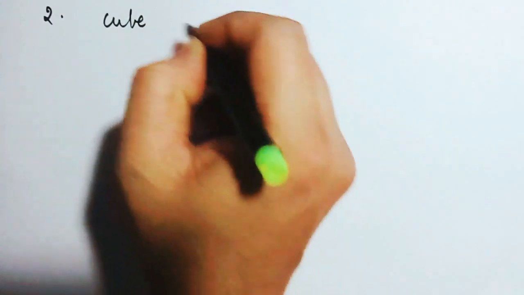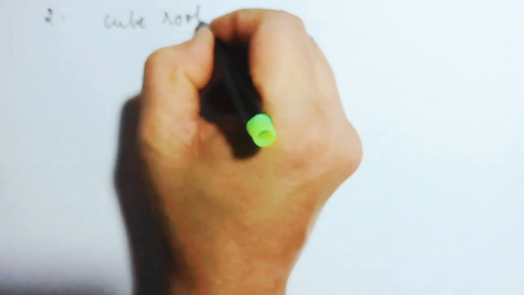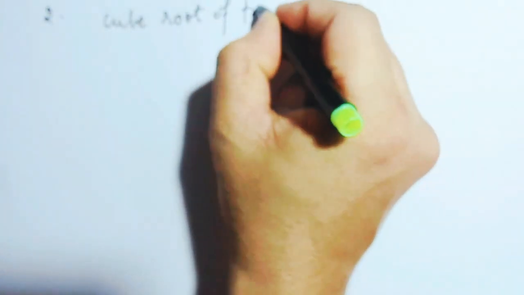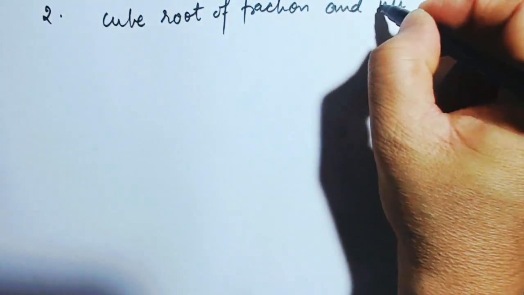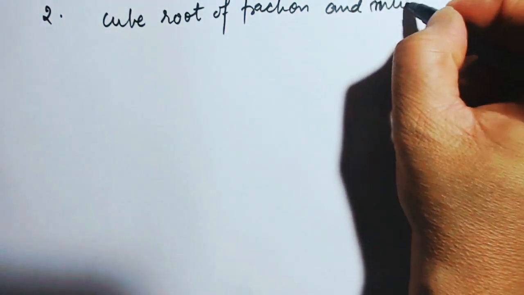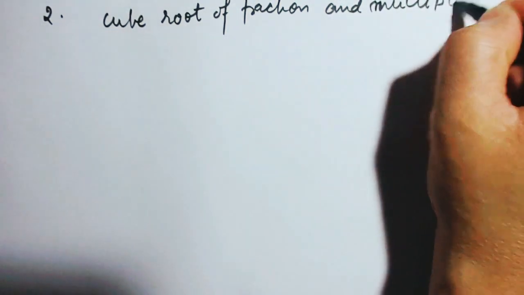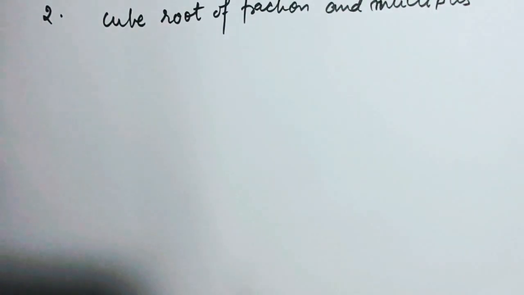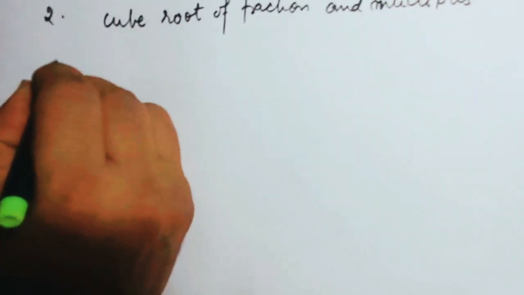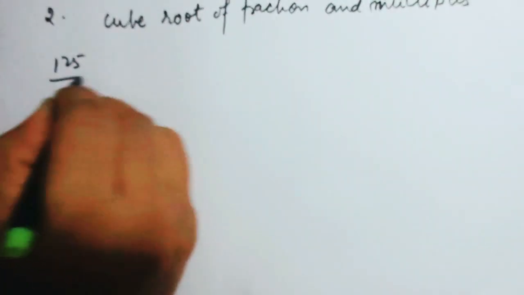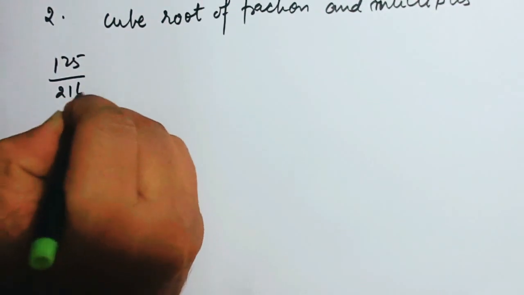Moving on to the other one. Find the cube root of, in number 2, what special do you have? Cube root of fractions, and multiples also. Now cube root of fractions and multiples. So let me take one fraction, 125 by 216.